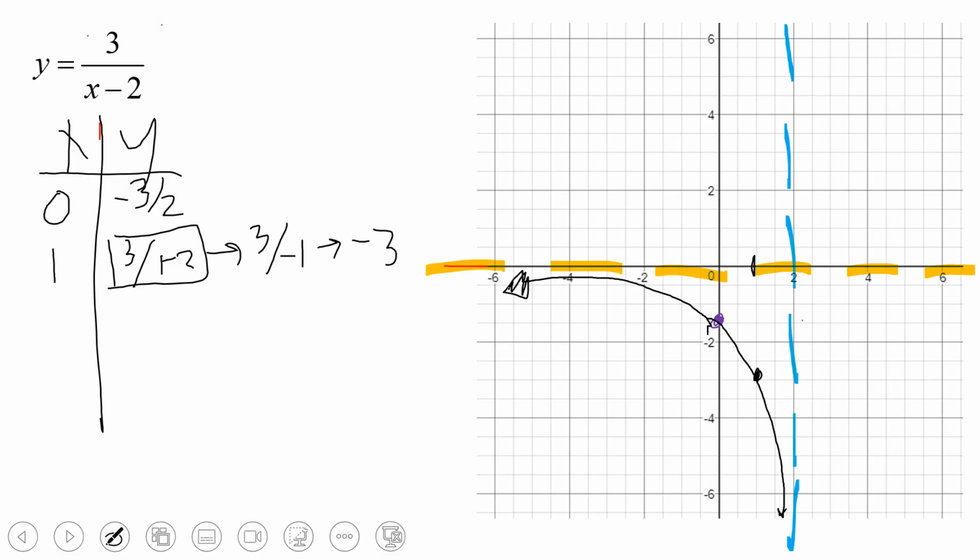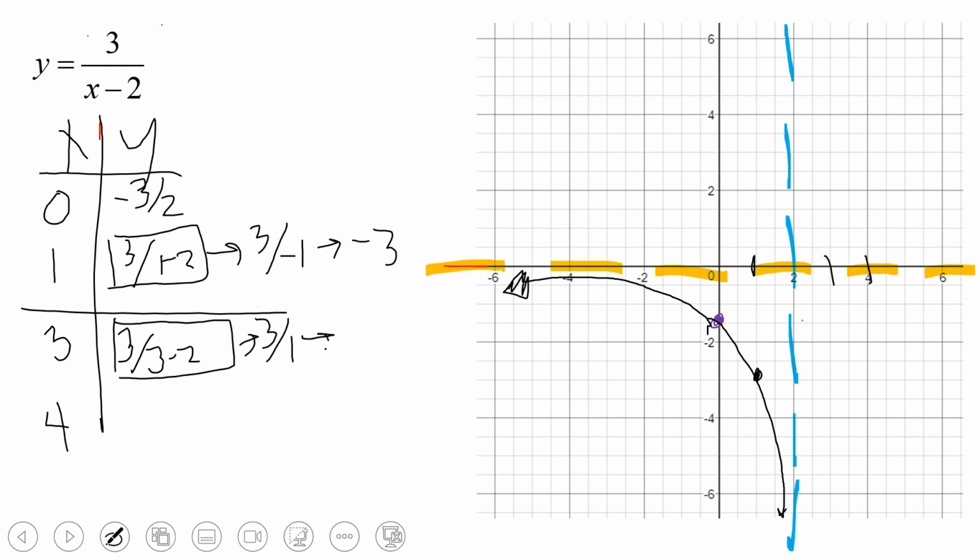Now I need 2 values to the right of the vertical asymptote. Well, let's make this easy. Let's do 3 and 4. Start with 3 and then we'll do 4. So I'm substituting in 3 for the x. 3 divided by 3 minus 2. Well, 3 minus 2 is 1. I get an answer of 3. When I input 3, I get an output of 3.